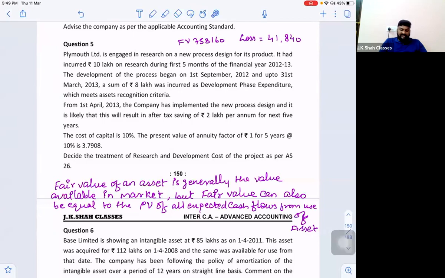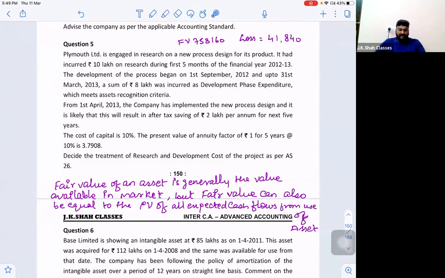So technically, your asset should be recorded in the books at 7,58,160, not at 8 lakh. But I have spent 8 lakh, no problem. The difference, 41,840, is debited to P&L immediately in the current year only. That is as on 31st March 2013 itself.